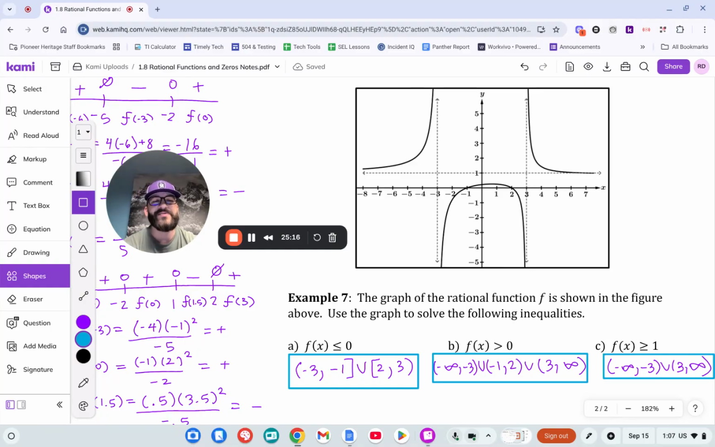And then see our last one, f of x is greater than or equal to 1. So as opposed to it just being above the x-axis, it's above its horizontal asymptote of 1. And that's just going to be that negative infinity to negative 3 and 3 to infinity.